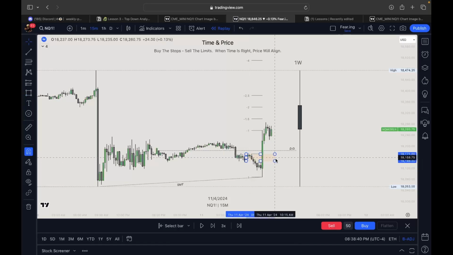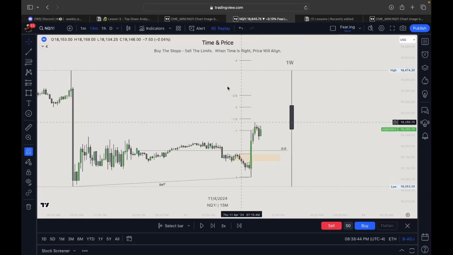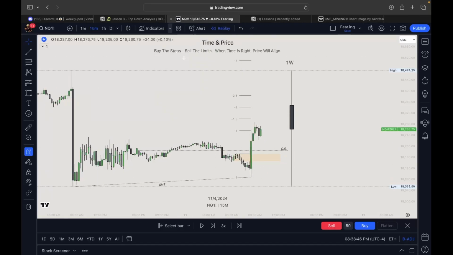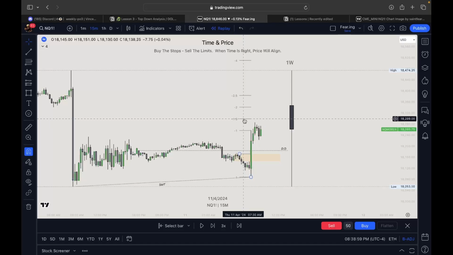So, 15-minute BISI, 15-minute breaker. Quickly, another standard deviation question. What is significant about where price is right now at the 10 a.m. opening? -1, -1.5. What is that? That's our silver bullet zone. We look for retracements and entries within here.